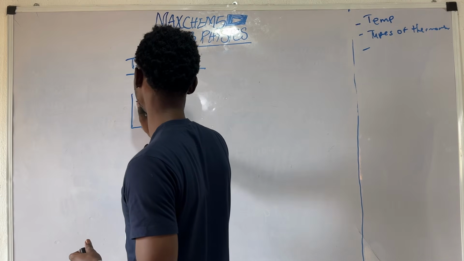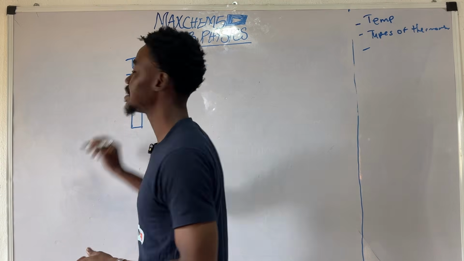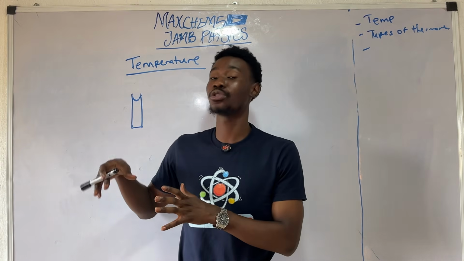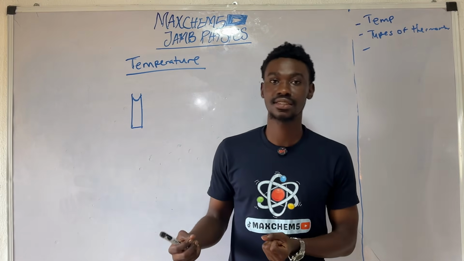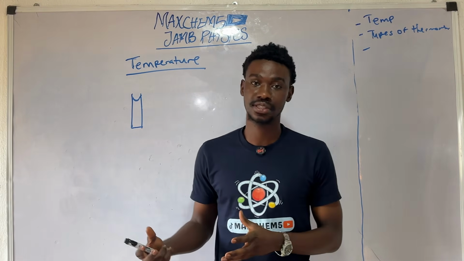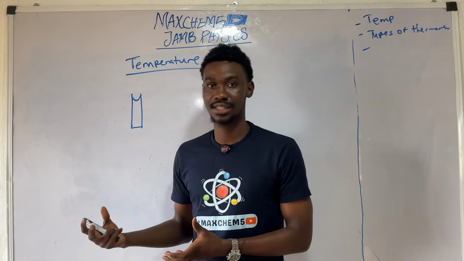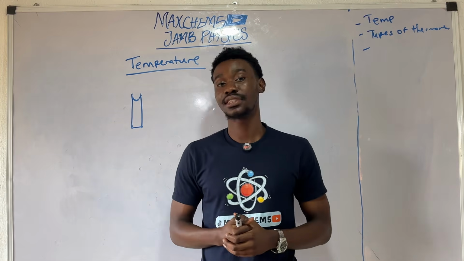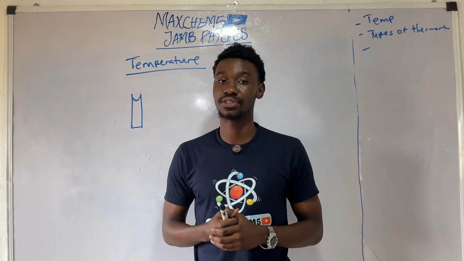something we call meniscus. It has a concave meniscus. It bends downwards due to the fact that the cohesive force is greater than the adhesive force. So mercury has a downward or a convex meniscus. So these are the popular types of thermometer we use in measuring temperature.